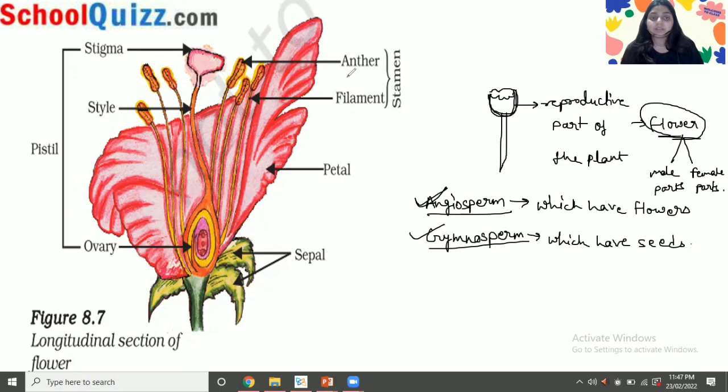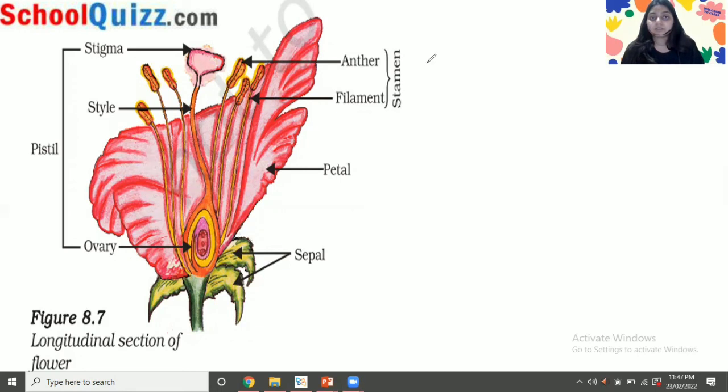So we have the structure of the flower here. This is the angiosperm. Most of the plants are in the category of angiosperm. I hope you are clear about angiosperm and gymnosperm. And there is a term, bisexual and unisexual. So what is this term?